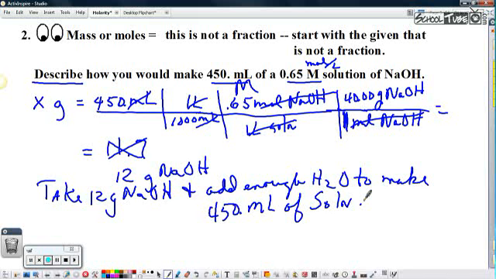Imagine taking a glass of water that's full to the rim and adding a cup of sugar to it. What's going to happen? It's going to overflow because the sugar takes up volume as well. So this solid chemical takes up volume. So we don't start with 450 milliliters. We start with the solid and add enough water to bring the total volume up to 450.